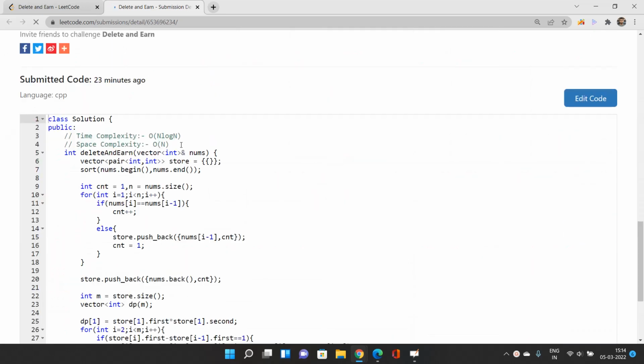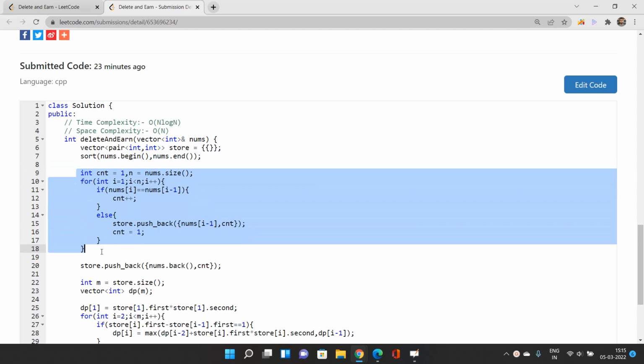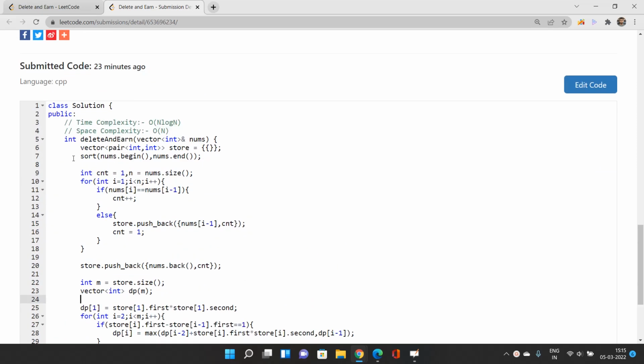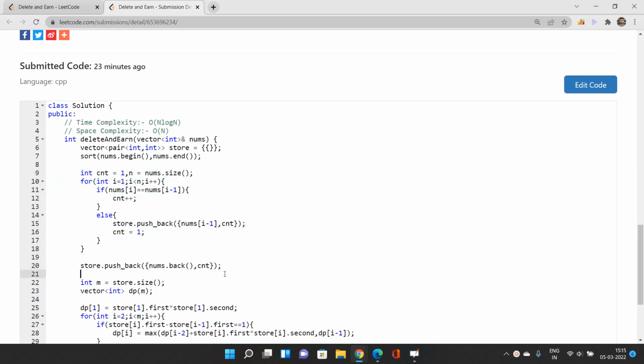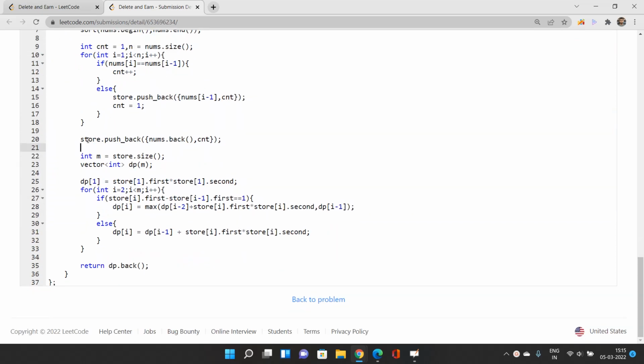So what I have done is first I've taken an empty pair to consider one-based indexing. First I've sorted this array, and I've stored each element comma frequency in this vector of pairs. You can also use a hash table to do that, but I have done it via sorting. Then take its size and start with the dp array, that is going to help us.